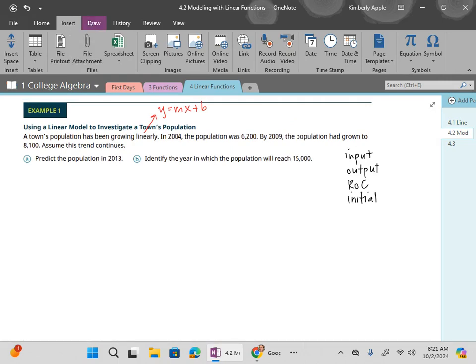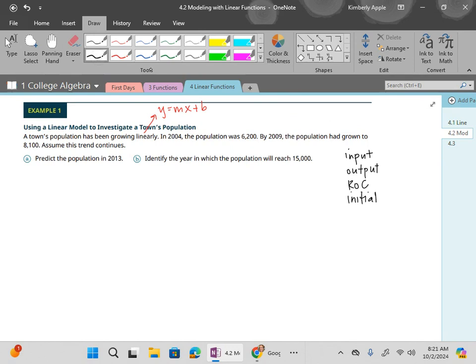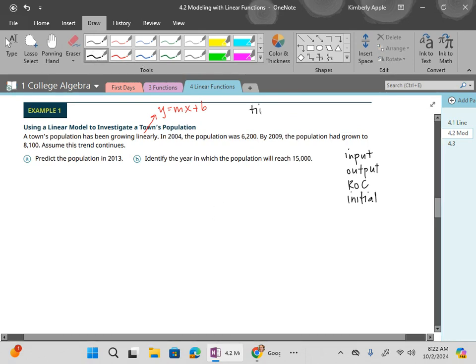All right. So again, we have this instance where time is going to be one of the changing quantities, right? So we're going to be changing in what unit? Years. And then the other thing that's changing is the population, right? So one of these is going to be the input and one of them is going to be the output. What's the input in this case? Time. Beautiful. Therefore, the output must be the population.